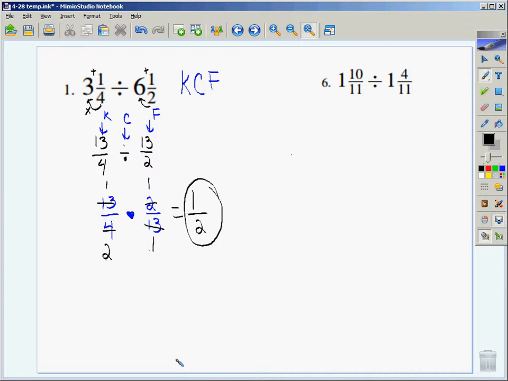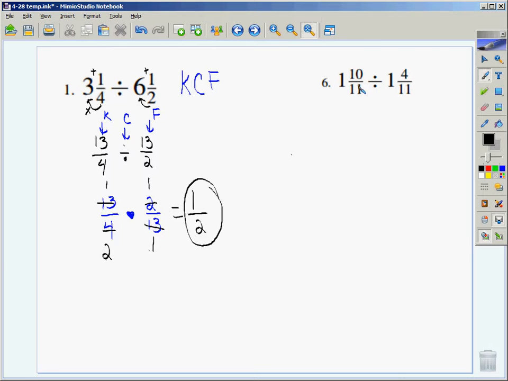If you cross cancel, and you started out with simplified fractions, you won't have to reduce your answer. It will already be reduced. It'll be in its simplest form. Questions on number 1? Good.